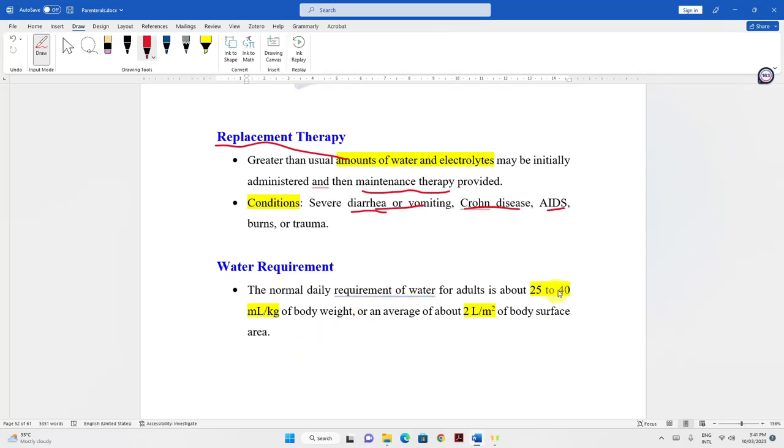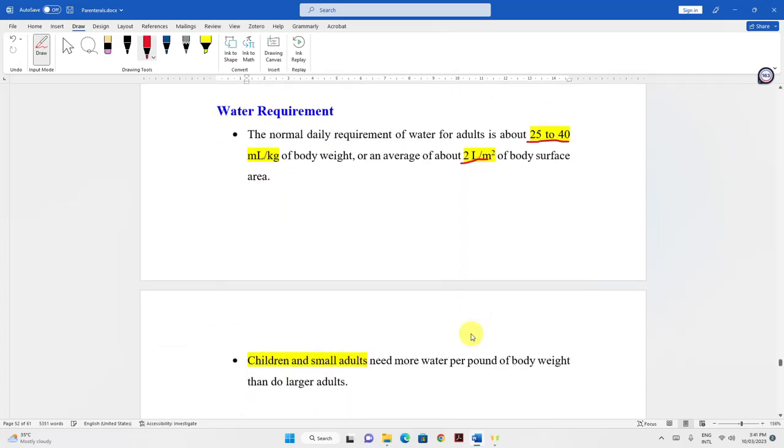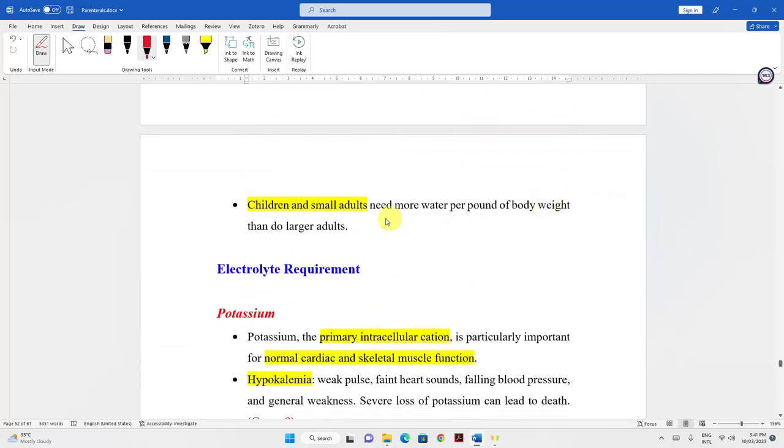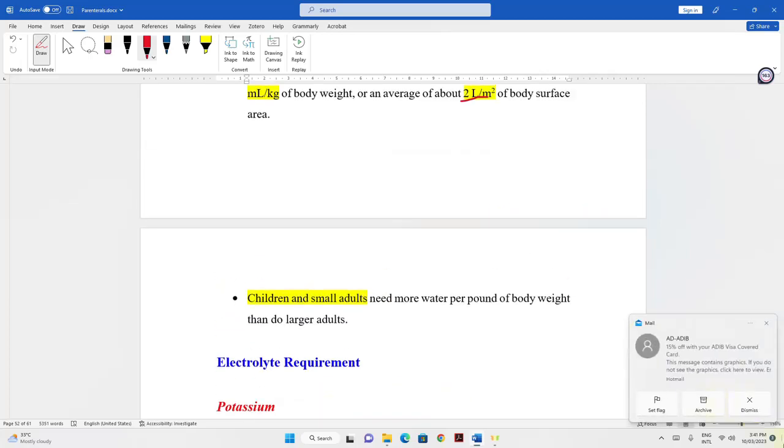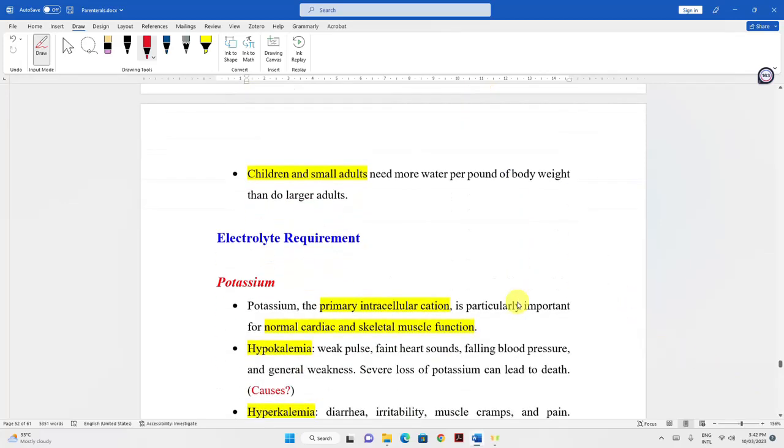The daily requirement for water in adults ranges from 25 to 40 ml per kilogram or 2 liters per square meter of body surface area. Of course, in children and small adults, the amount of water needed will be more, because the body composition in children has a larger percentage of water compared to adults.